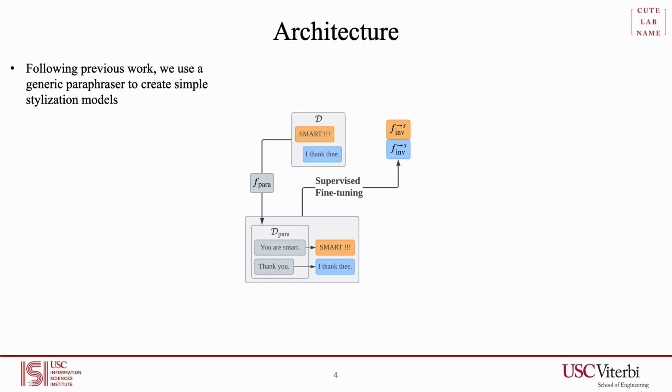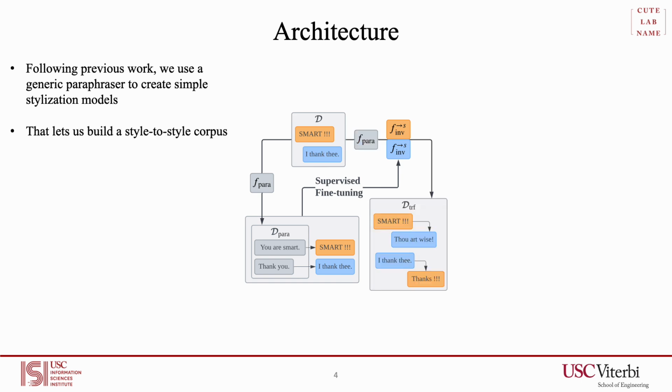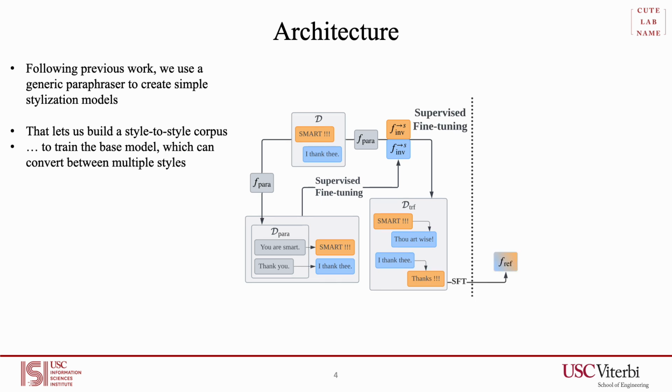Then we can combine our original D with our generic to stylized model and create a style to style corpus, where we go from an element in D to generic, then stylize it and put those two things together. From that, we can build a FREF, our basic supervised fine-tuned model that will go from style to style.